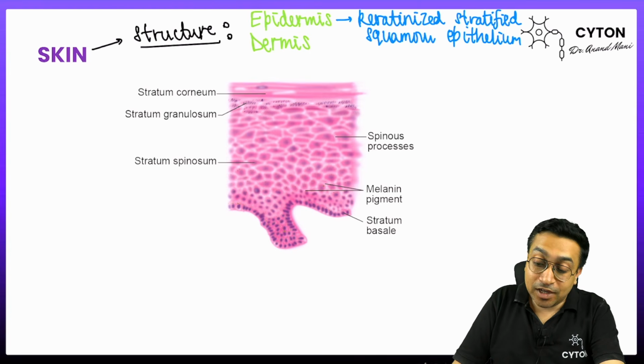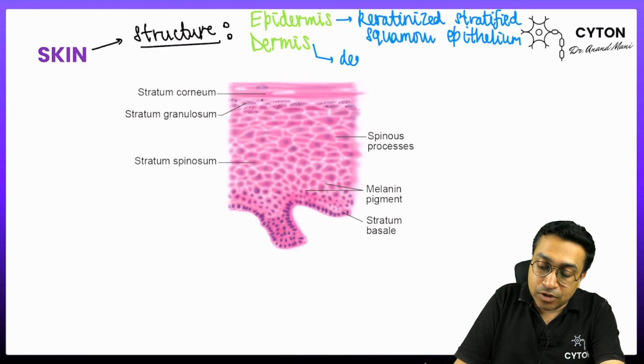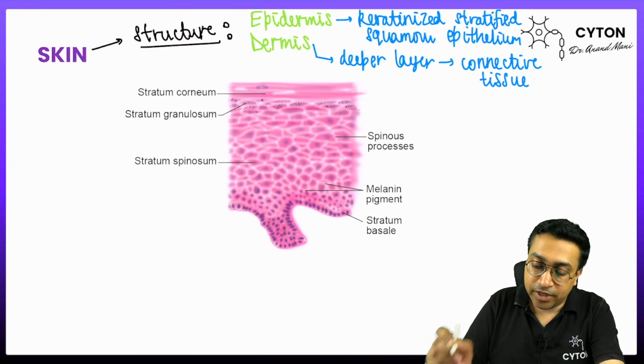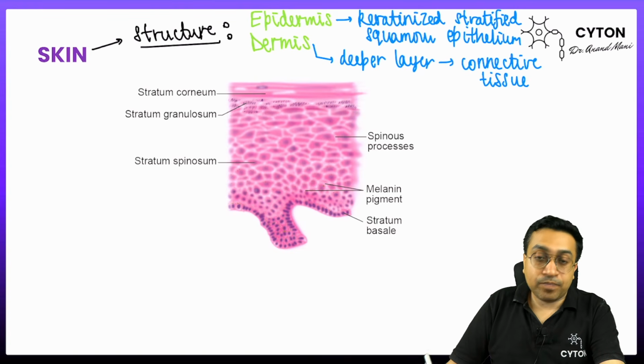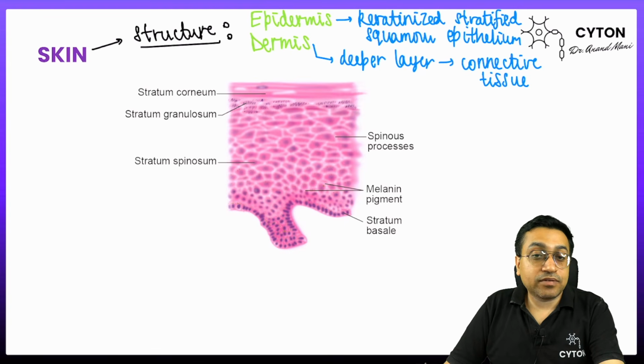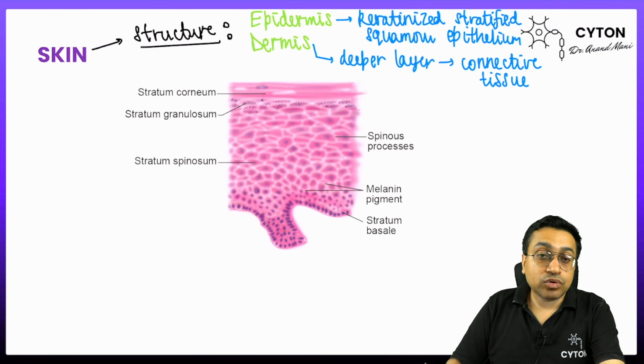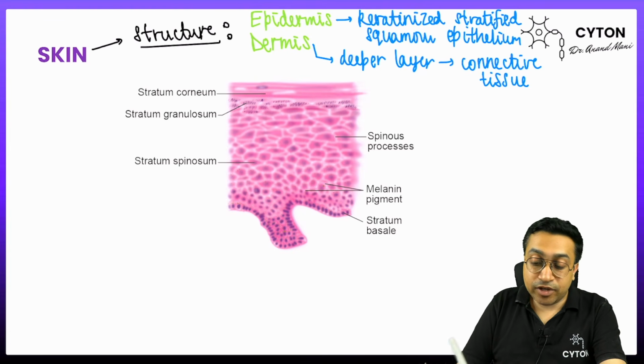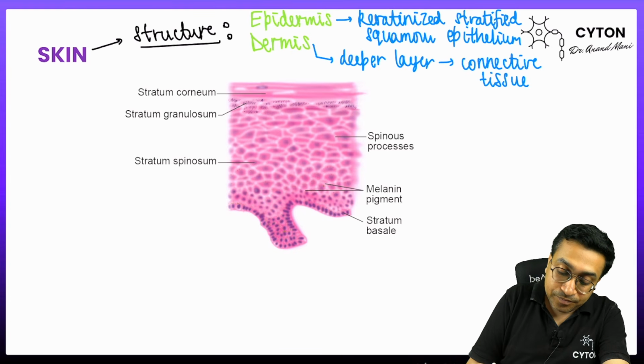And the dermis is the deeper layer, and this is made up of connective tissue. Again, connective tissue we will also study in histology separately later. So if we are talking about the epidermis first, the epidermis has keratinized stratified squamous epithelium. This epidermis, classically, which is to be remembered, consists of 5 layers of cells. So please remember this.